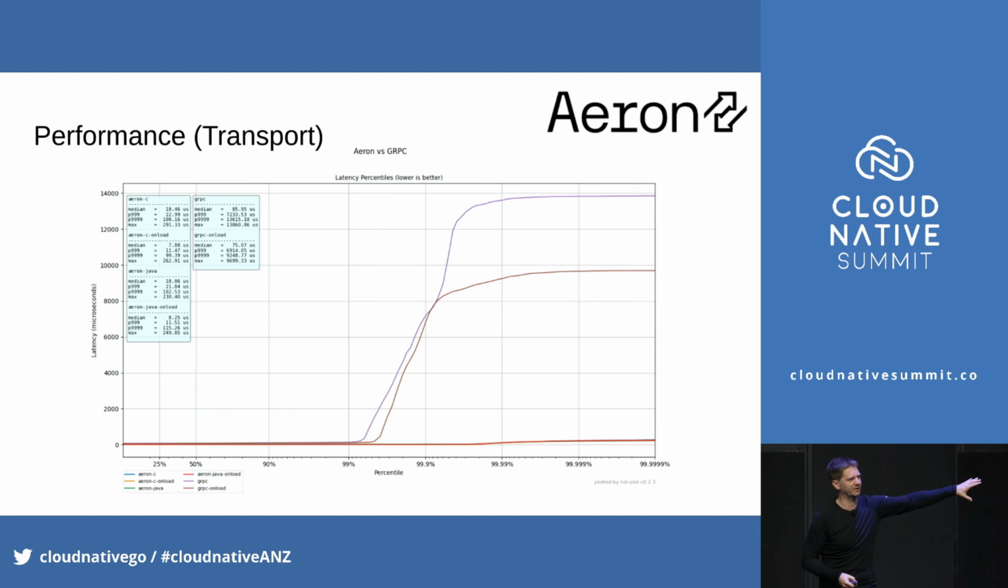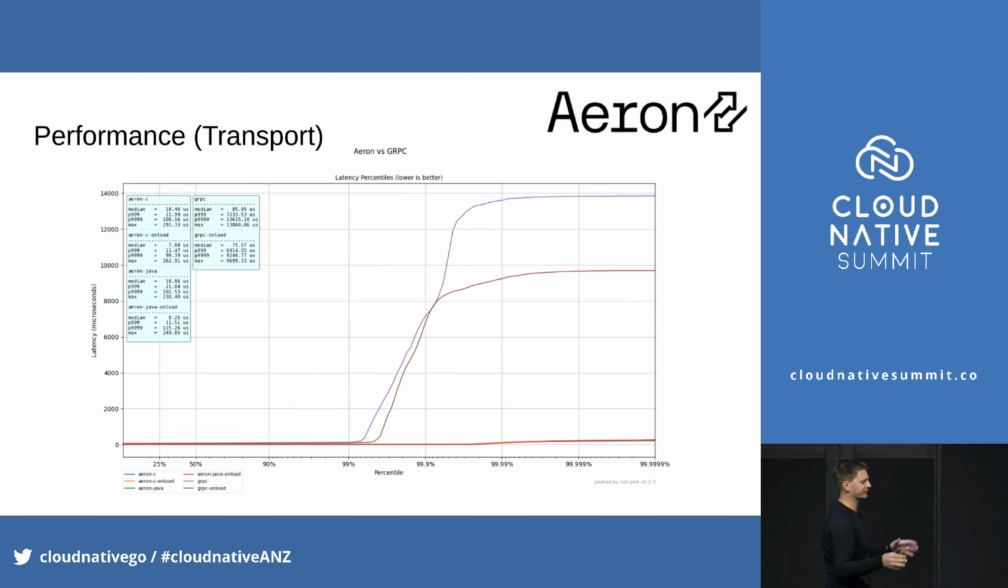This admittedly is run on-premise on some pretty fast networks. We've got two implementations of the Aeron driver, one in C, one in Java, because reasons. But you can see with those plain C and Java implementations, we're hitting around about 18 microseconds at the median, ping-ponging between machines. For doing the same thing in gRPC, we're looking at about 85 microseconds, so about four times quicker.